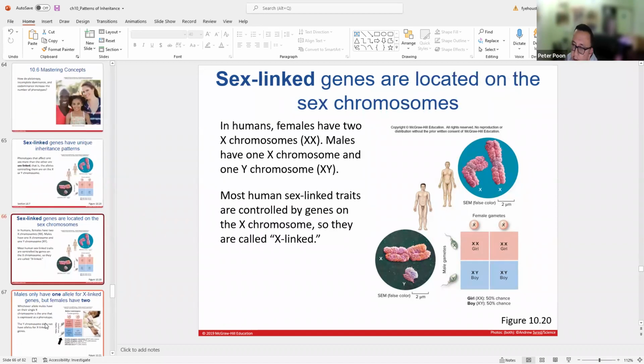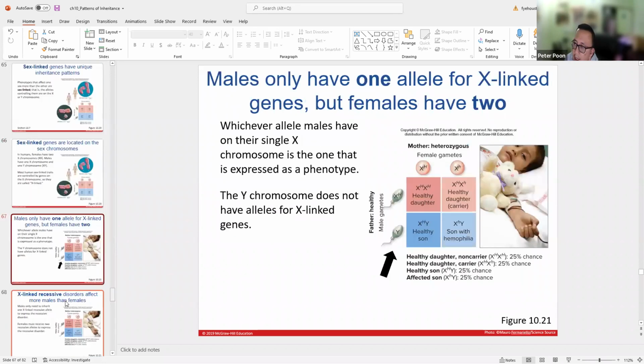Go ahead. Most human sex-linked traits are controlled by genes on the X chromosome. Males only have 1 allele for the X chromosome, females have 2. Diseases are usually caused by mutations that screw up the function of a gene. Males only have 1 copy, so if that 1 copy doesn't work, the male is screwed.